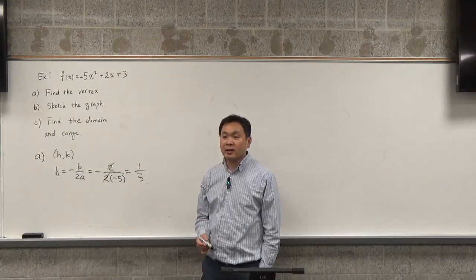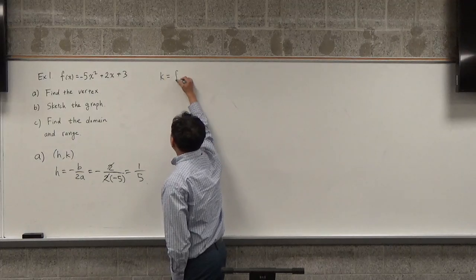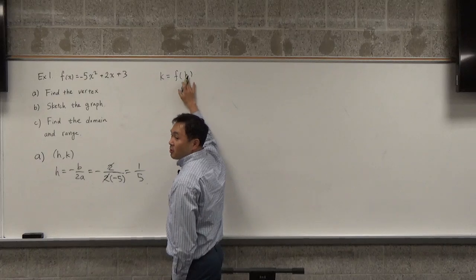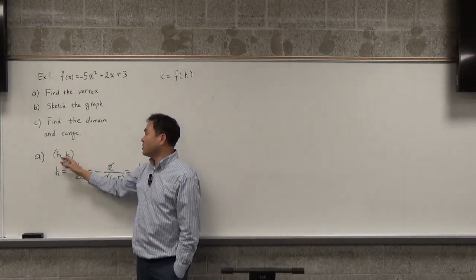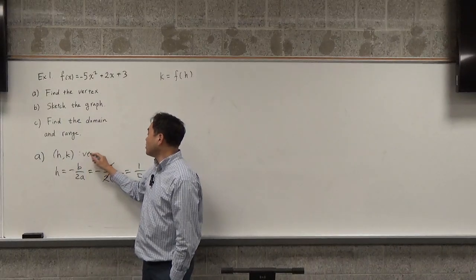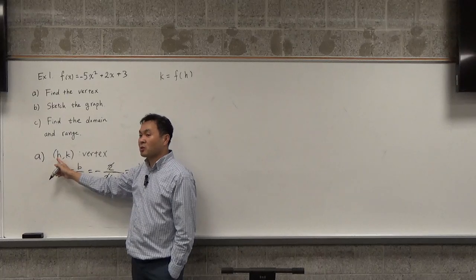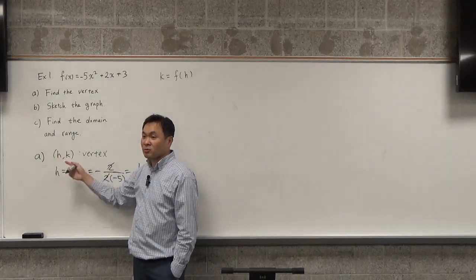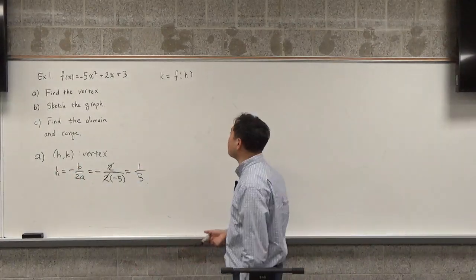How do you get the k? You plug in the h value into the function. That's how you get the y value. Because the vertex is a point on the graph, and if you know only the x-coordinate of a point on the graph, to get the y-coordinate, all you have to do is plug in the x value. That's true in general, not just for the vertex.